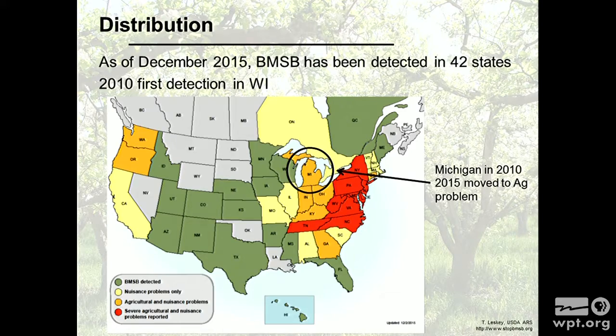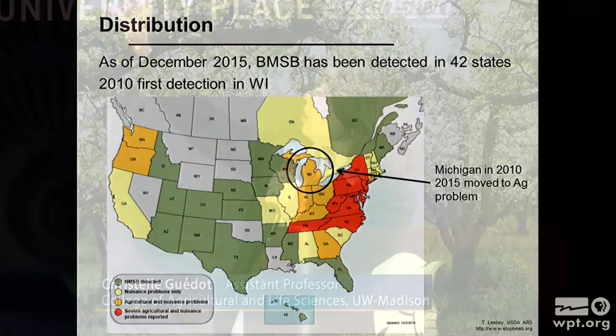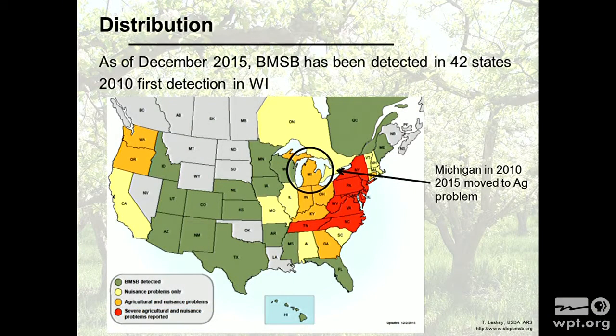It was first introduced in Pennsylvania. And as you can see, it's spreading. We first detected them in 2010 in Wisconsin. Michigan also detected them in 2010. And you can see this year, they just moved to the orange setting. So they're not a nuisance problem only, they're now a nuisance and agricultural problem.